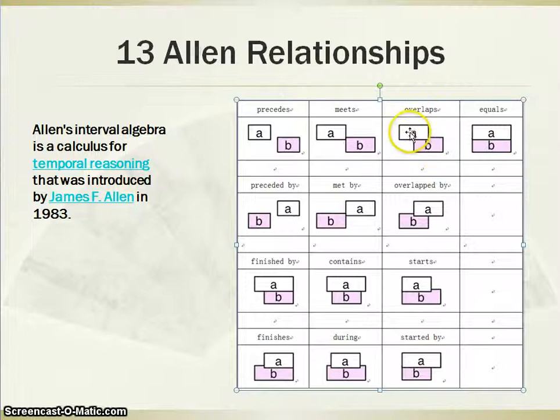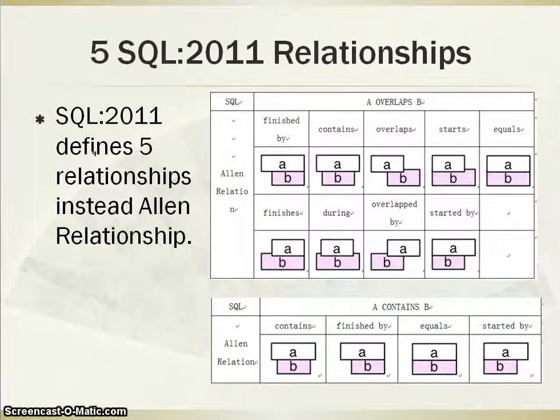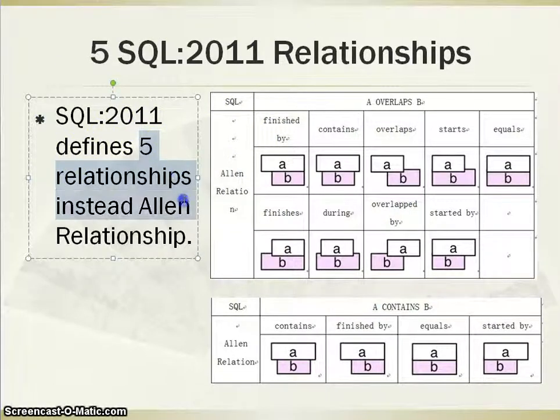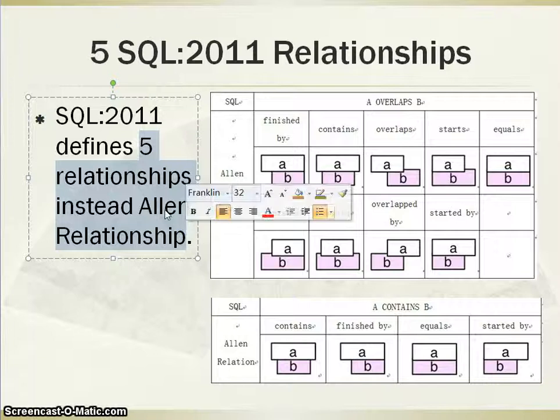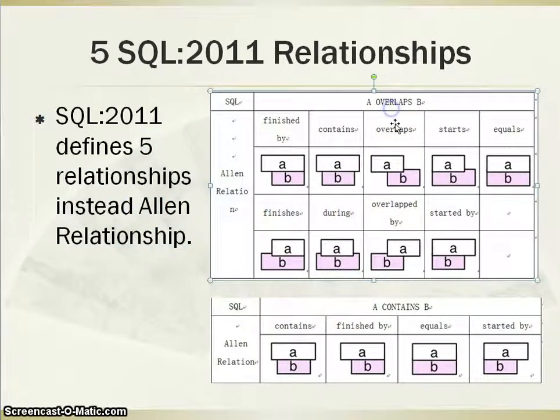And for the case where time period A begins but has not finished, and time period B begins, we call it A overlaps B, something in this way. This is called the Allen relationship. And in SQL 2011, this is built on the Allen relationship, but it only defines 5 relationships instead of the 13 different Allen relationships. We call it first, A overlaps B.